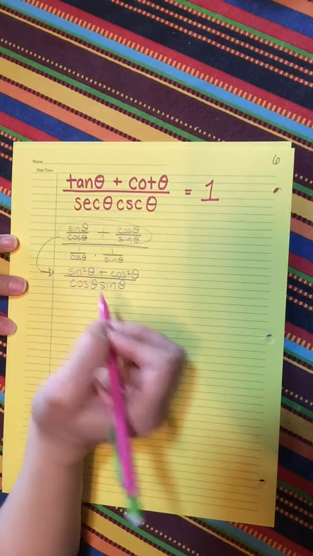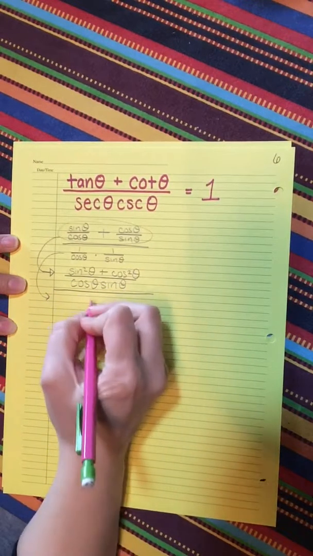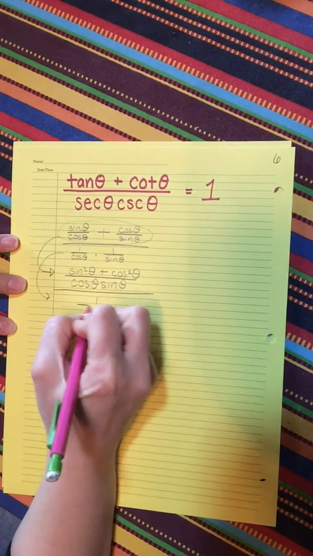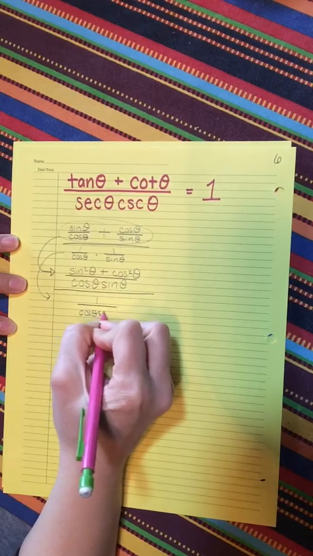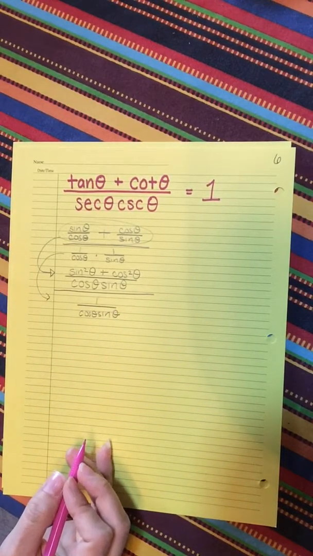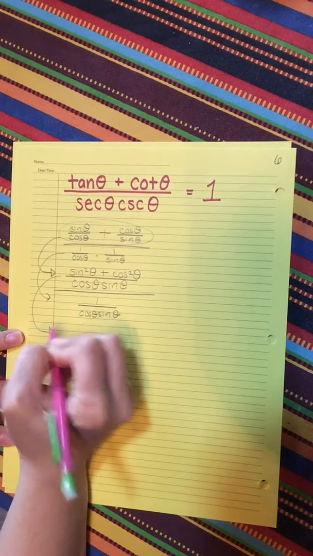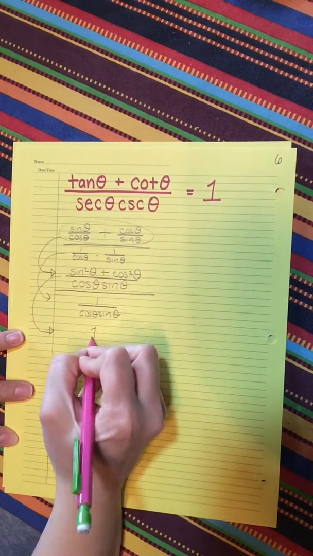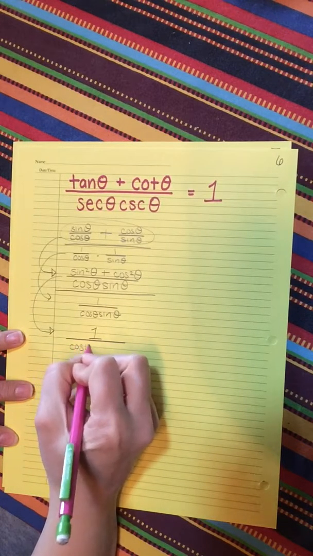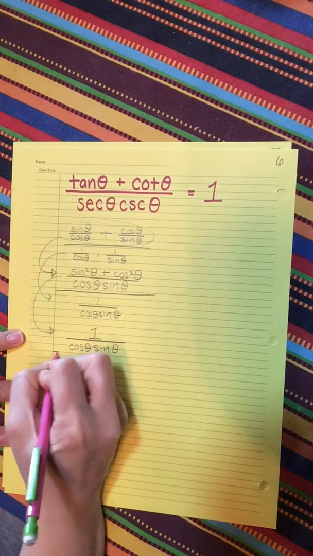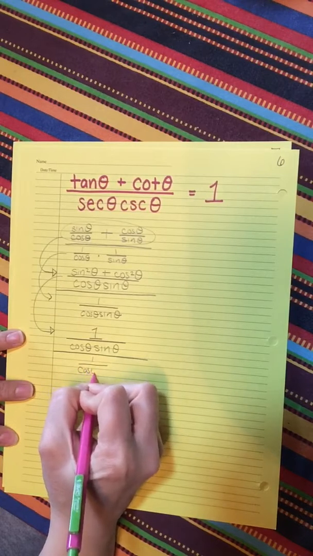Okay, now, in our denominator, when you're multiplying two fractions, go straight across the top. 1 times 1 is 1, and cosine of theta times sine of theta is cosine of theta, sine of theta. Okay. Now, continuing on, up top, we know that sine squared of theta plus cosine squared of theta equals 1. So this becomes 1 over cosine of theta times sine of theta, big fraction bar, 1 over cosine of theta, sine of theta.